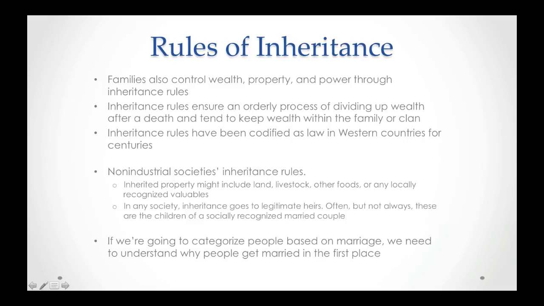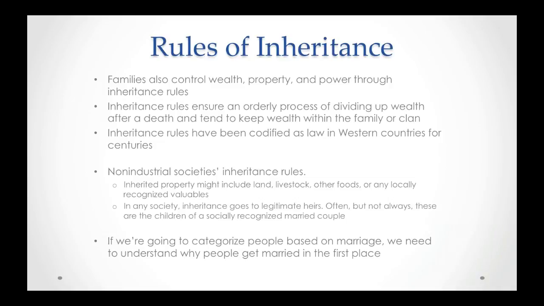Another way that a family can actually control the wealth and power is through inheritance, or passing on of wealth once a family member dies. Okay, so inheritance, the function of that really is to keep the wealth within the family group, as opposed to having it disperse when a member dies. And we've gone as far in Western society as to actually make laws about inheritance. Okay, in non-industrialized societies, there are some specific inheritance rules.